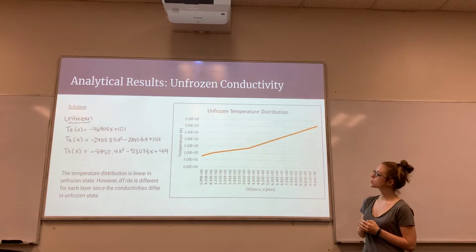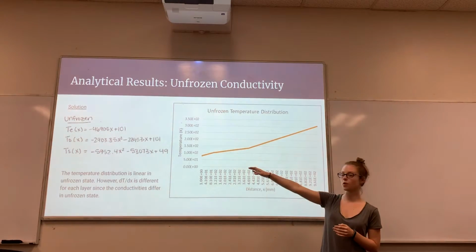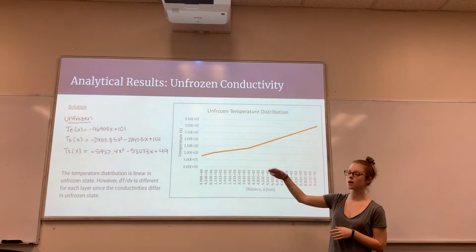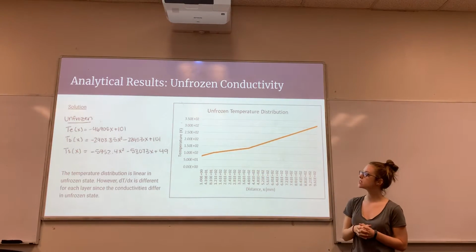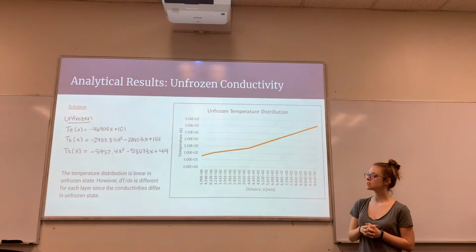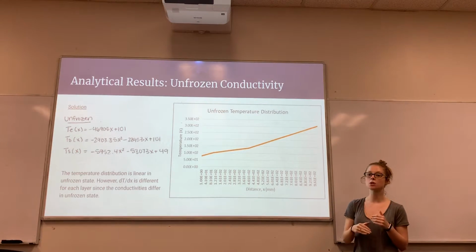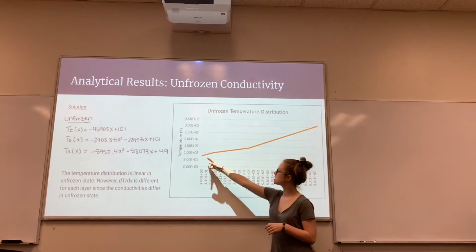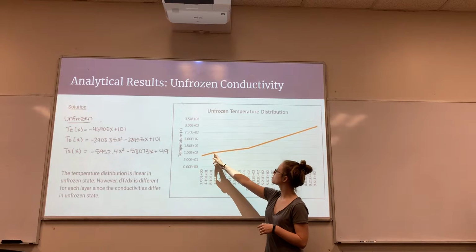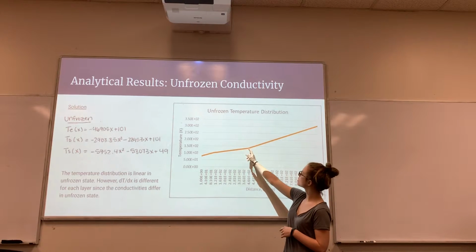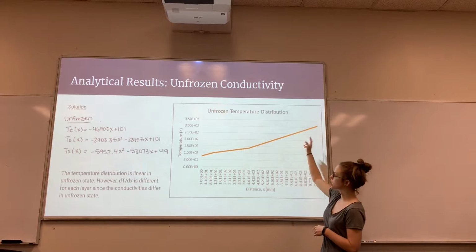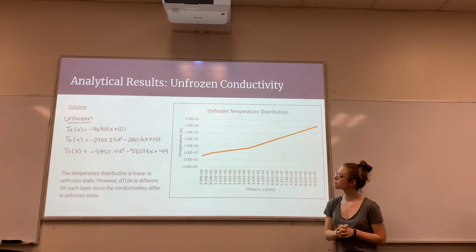And then for the unfrozen conductivity variables, again, those are our equations over there using the constants found for the unfrozen conductivities. And the temperature distribution is still linear in the unfrozen state, however, the slopes are different. So as you can see, this is the epidermis layer up until this point, and then as the slope changes, that's the dermis, and then again, the slope changes, and that is the subcutaneous.